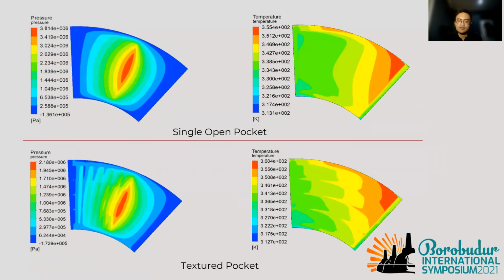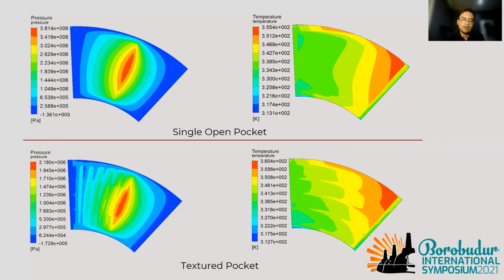And these are the results that we have obtained. These four figures are the distribution contours for the lubricant taken at the midplane of the thickness, which is at 10 micrometers. The left-hand side is the pressure and the right-hand side is the temperature.